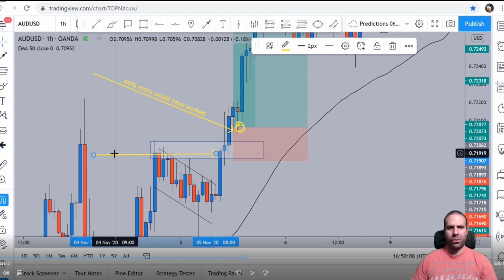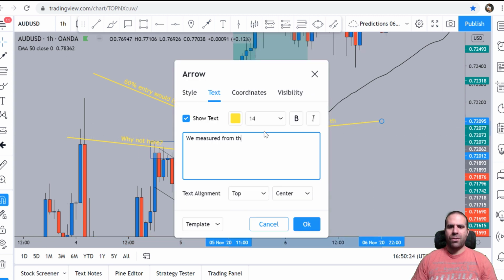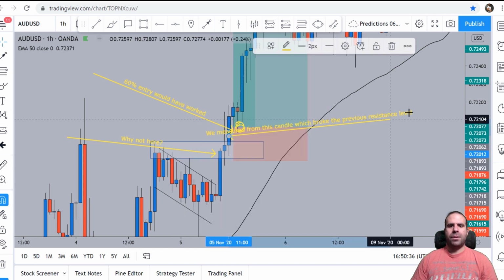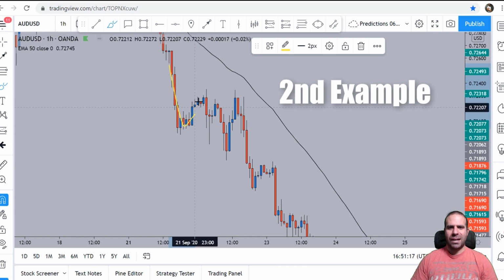Why don't we measure this candle that I'm indicating right now, and we measured the other candle only for the 60% rule? The answer is very simple. The reason for that is that this is the candle which broke the previous resistance area, the previous resistance level, and this is why I'm measuring this candle.